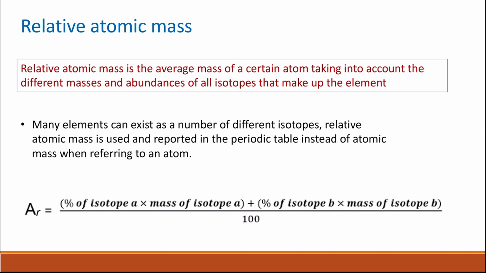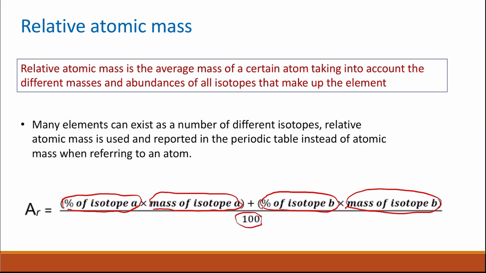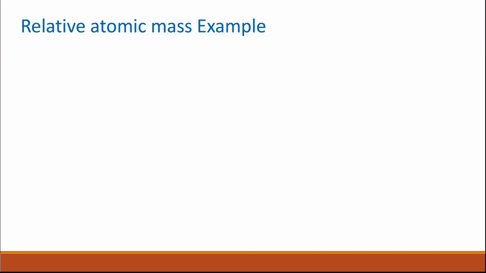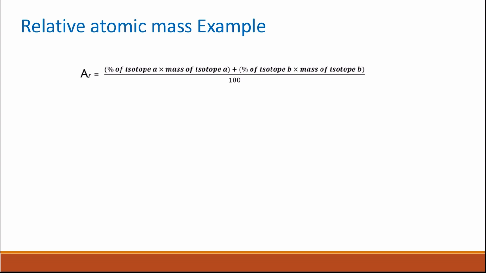So if we have two different isotopes, isotope A and B of the same element, each of these has a certain abundance or percentage, and then we can calculate the relative atomic mass if we multiply the relative abundance of isotope A by the mass of isotope A, and we add this to the relative abundance of isotope B times the mass of isotope B, and we divide this by 100, or we divide it by the total abundance of all the isotopes. So let's have an example of calculation of relative atomic mass using this equation.